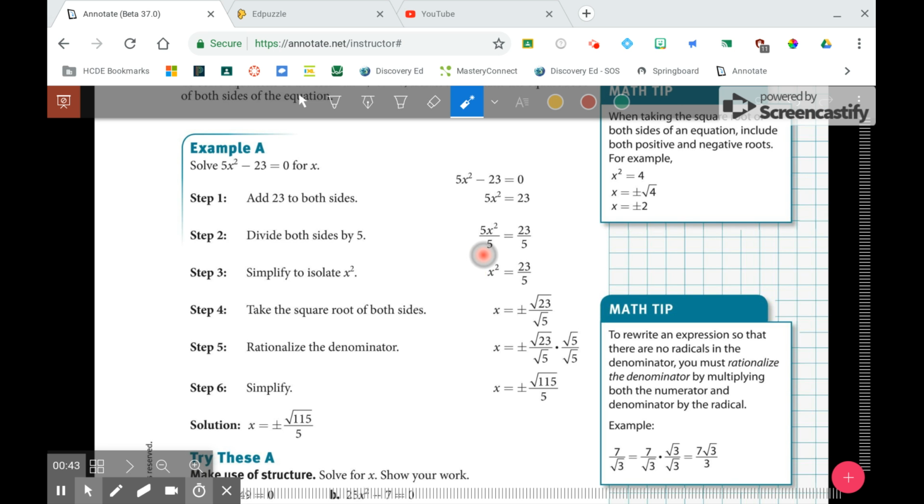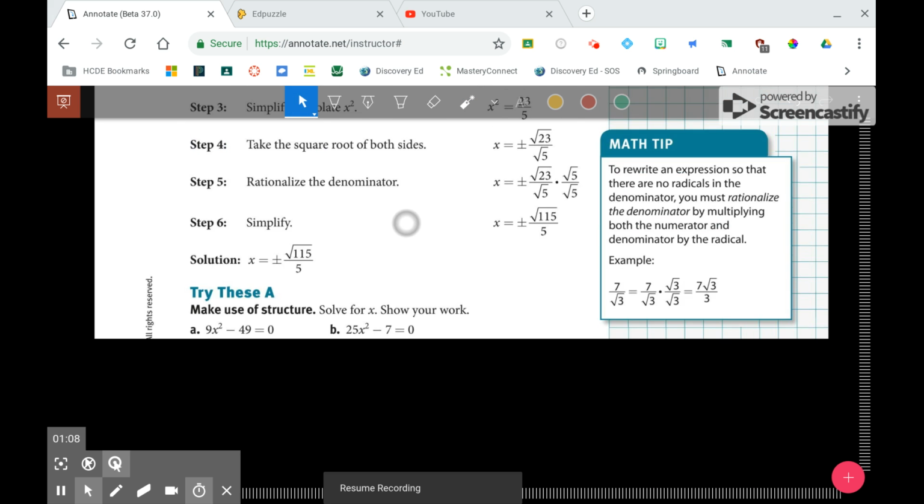Now we want to undo that square. Well, the opposite of raising something to the power of 2, or the inverse of that power of 2, is square root. So notice what we do. We take the square root of the top and the bottom, the whole thing. So that means whenever we take square roots, we get two answers, a positive and a negative, that plus or minus.